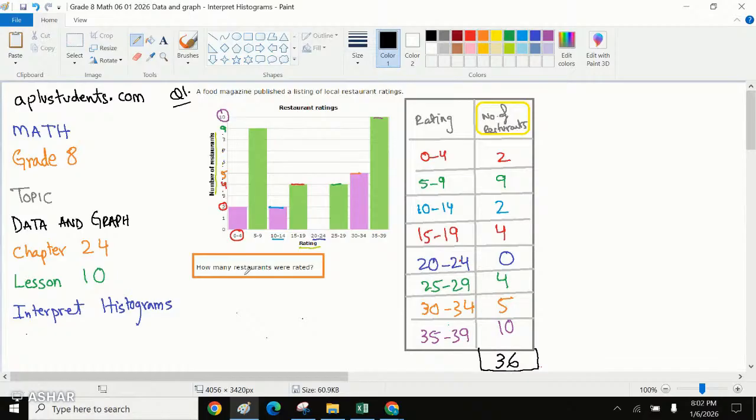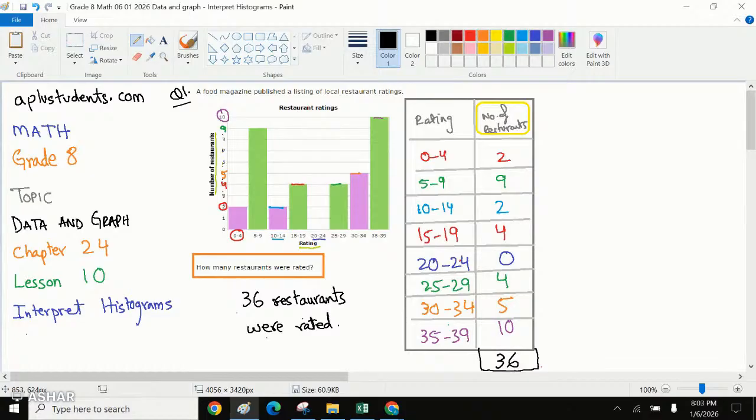because we are adding the total number of restaurants. That means how many restaurants were rated? 36 restaurants were rated, right? Or categorized, were given a score.